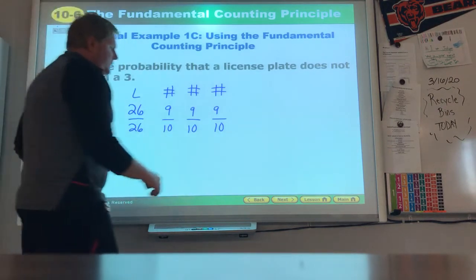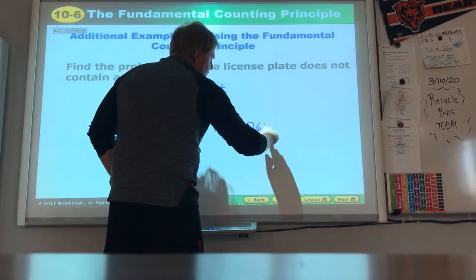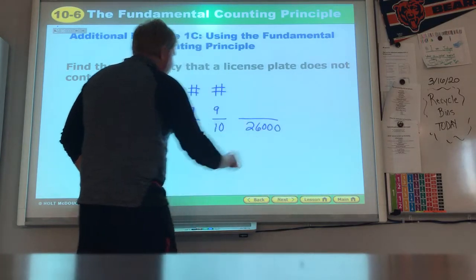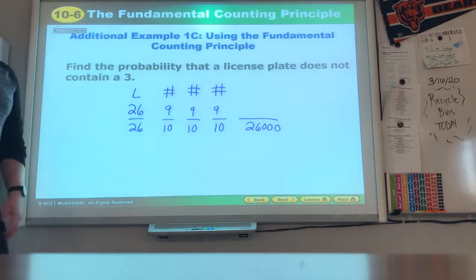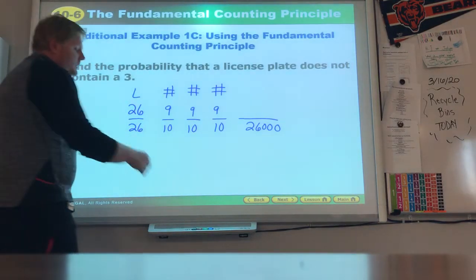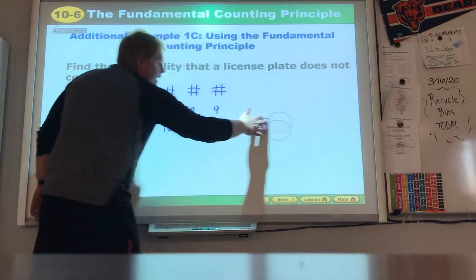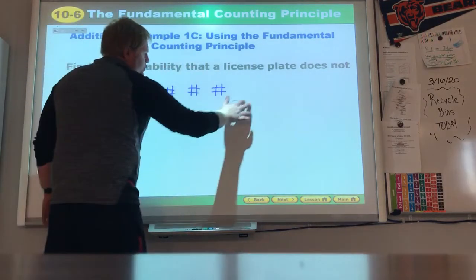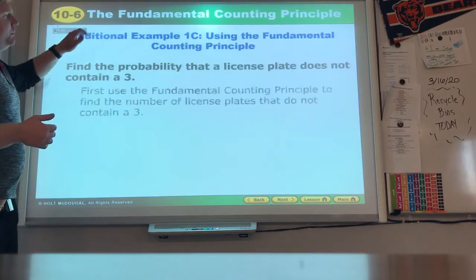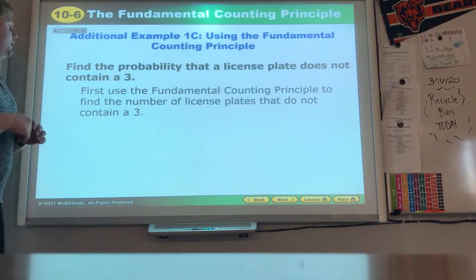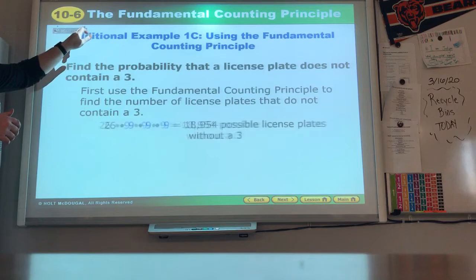When we do that multiplication, we get 26,000 on the bottom, and then whatever 9 times 9 times 9 times 26 is. Let's go ahead and see. And they went to a decimal. You can go to a decimal or a percent, or you may leave it as a fraction, but please do reduce if you can.